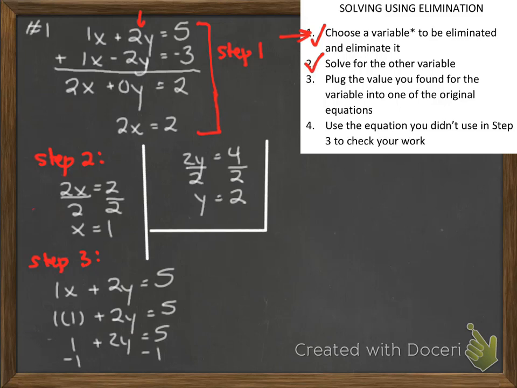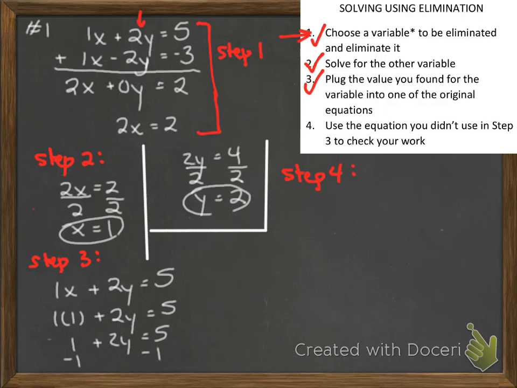Okay, so let's go back to our steps. We found that x is equal to 1 and y equals 2. So it looks like we've done step 1, step 2, and step 3. But don't forget, the most important step is to check our work. As you can see, we've done a lot of steps, we've done a lot of work, and the probability that we made a mistake is pretty high.